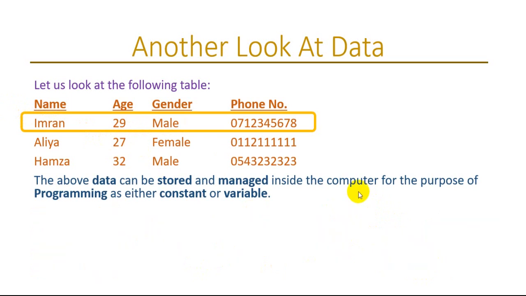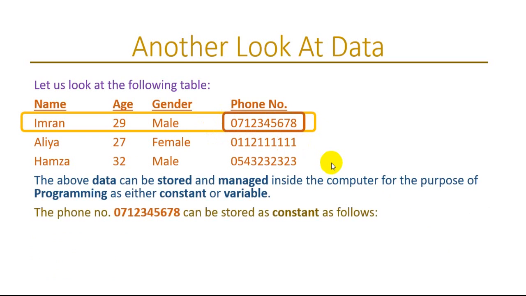Same principle. Let's look at now the phone number. Phone number, we can store it as a constant. Now, there's a small issue here. Since all of these are numbers, actually we can store this as a numeric. But in this case, I am using it as an alphanumeric with the double quotes. Why? Because if you store this as numeric, you will lose the leading zero.